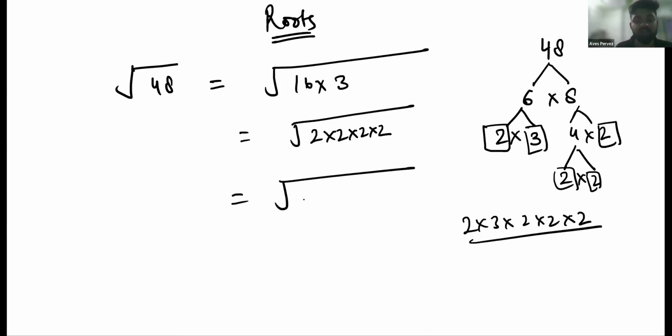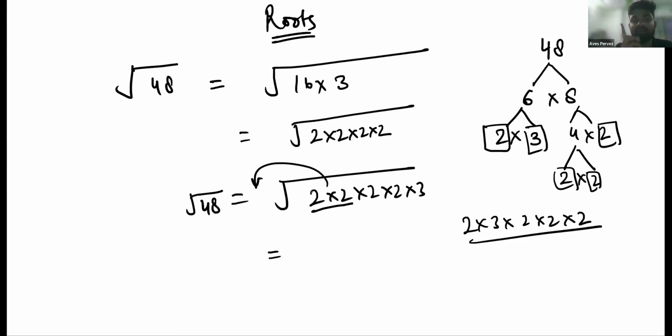Now what you need to do here is, root 48 can be written as 2 into 2 into 2 into 2 into 3. How many 2s are there? There are four 2s. When we keep a number outside the root, we just take them in pairs. There are two numbers, 2 times 2, so there is one pair of 2. You will take this one pair of 2 outside and it will be written only one time.